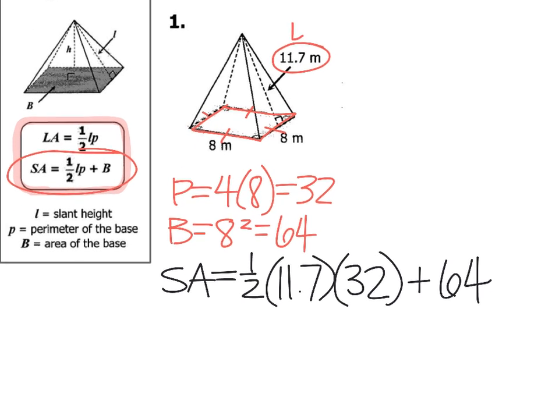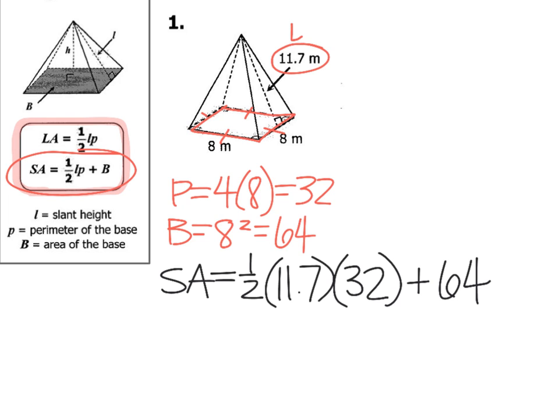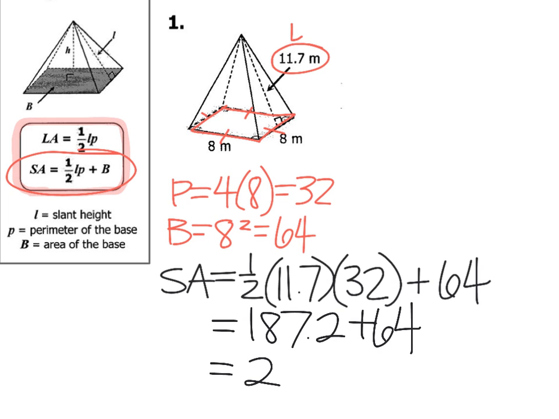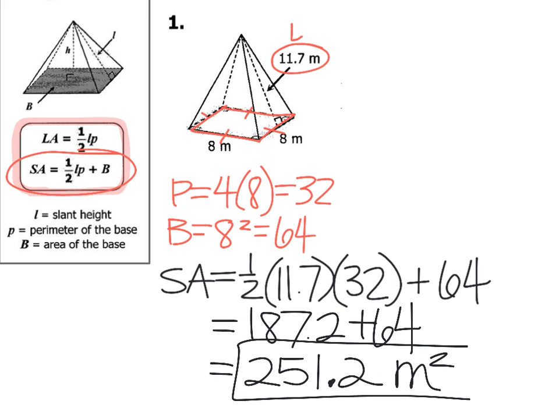Then we let our calculator do all the hard work. So 1/2 times 11.7 times 32. Plug that into our calculator, and we get 187.2 plus 64. So when we add 64 to that, we get 251.2. And if you want to round to the tenths or to the hundredths, that's fine. Either one is okay with me, but I need at least one decimal place here. And we always say meters squared. Always have to include the unit, and since it's surface area, we say squared. And we're done.